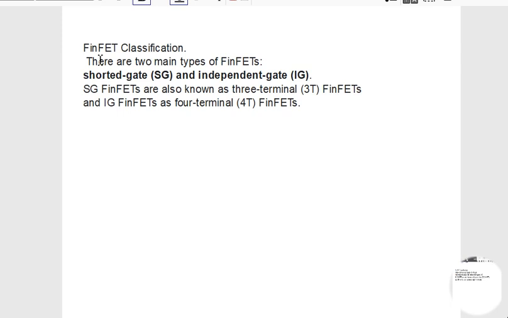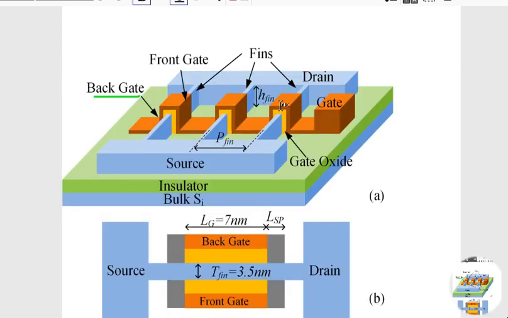So these FinFETs are of two types: shorted gate and independent gate. Shorted gates generally have three terminals. Isolated, individual gates give you four terminals. That means all these gates you can short. If you short them and use them, it is called a single gate, which has three terminals. But if you operate them individually, it is called independent.